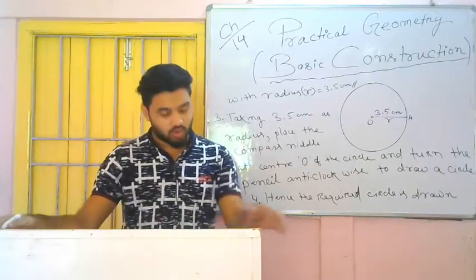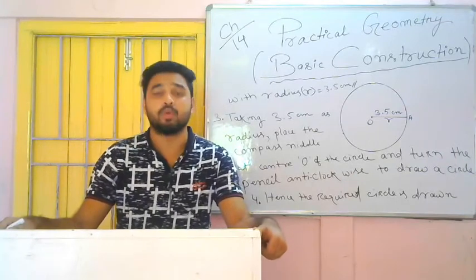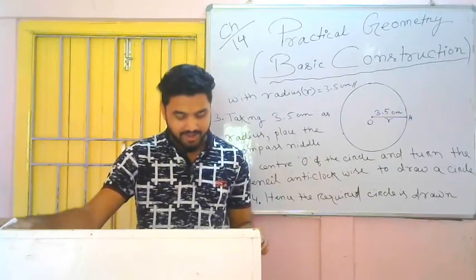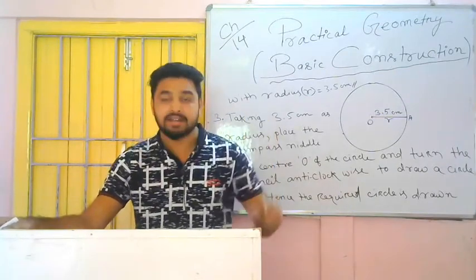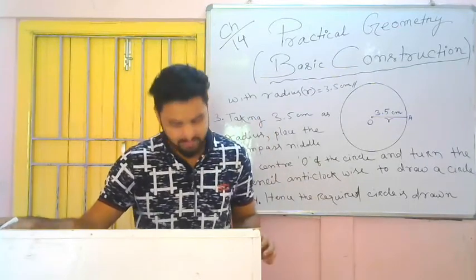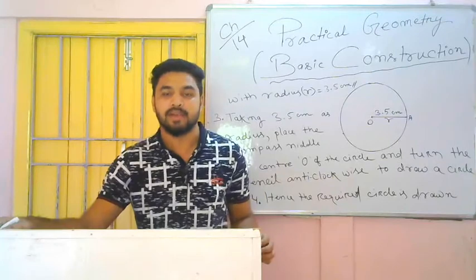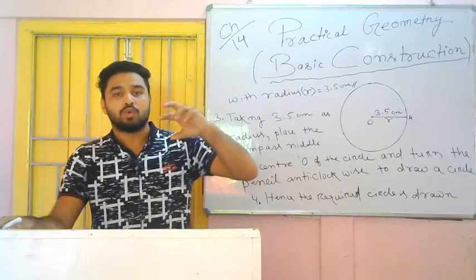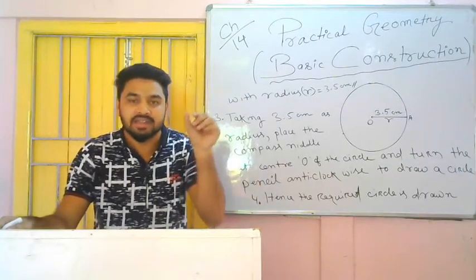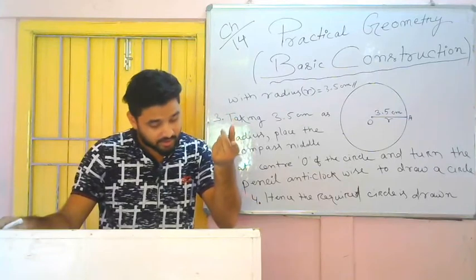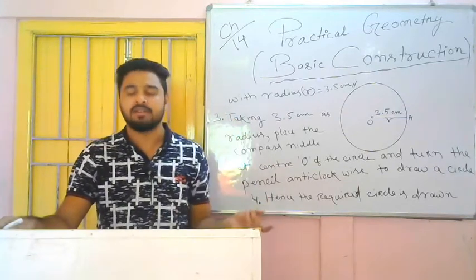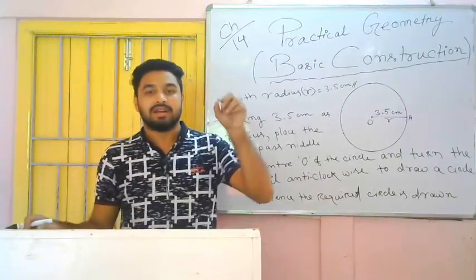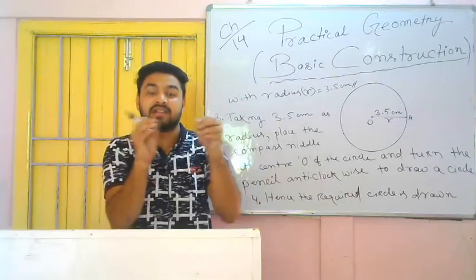Now come to question number 2. Draw a circle of radius 4.5. With the same center, draw 2 more circles of radii 3.8 and 3. That means, keeping the center the same, we have to draw 2 more circles by changing the radius. One is 3.8, and another one is 3. We just change the radius of the circle.